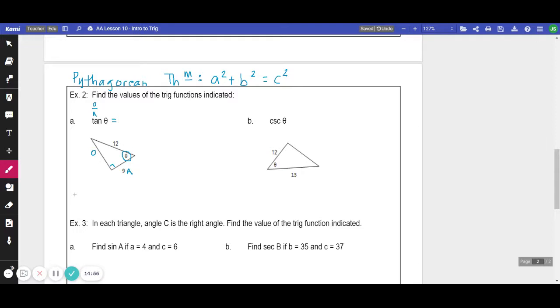So we're going to call this x squared plus 9 squared. Those are the two legs. Those are A and B equals the hypotenuse squared. The hypotenuse is 12 squared. So we have to solve this to find our side. 9 squared is 81. 12 squared is 144. If I subtract 81 from both sides, x squared equals 63.